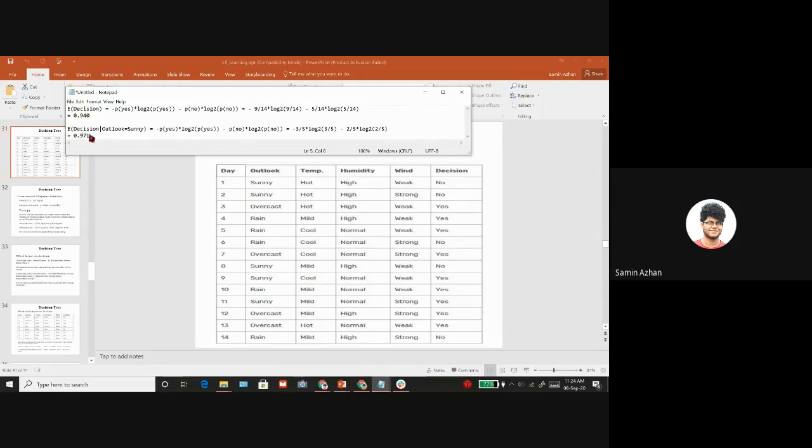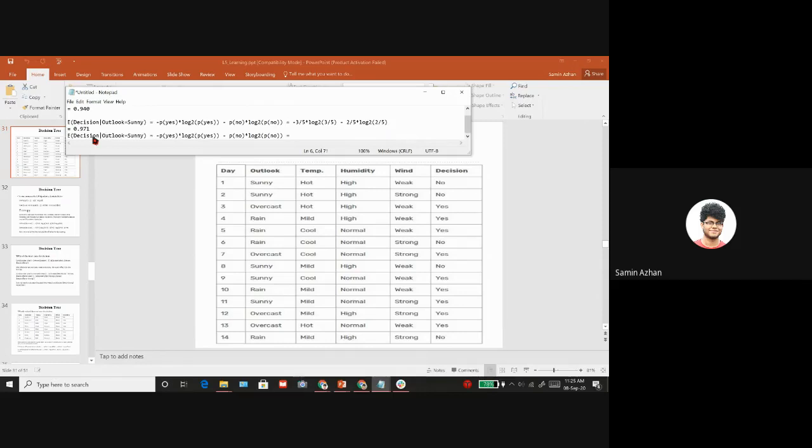This is the entropy of decision while outlook is equal to sunny. Similarly, we have to do this for all the other possibilities. Outlook can be overcast and rain. So let's do it for overcast and rain. Change this to overcast.